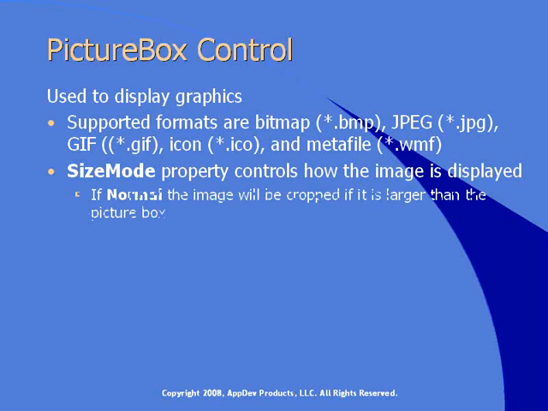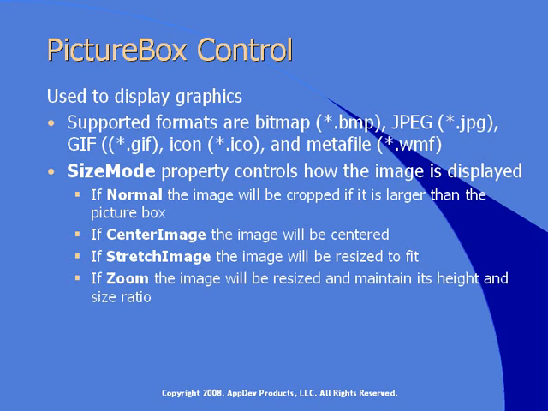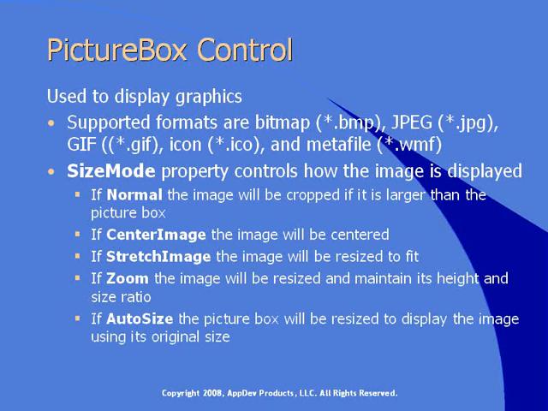Well, if you set size mode to normal, then the picture box will crop the image if it's larger. If you set it to center image, the image will be centered. If you set size mode to stretch image, then the picture box will resize the image so that it fits. If you set size mode to zoom, the image is resized, and also the height and width ratio is maintained. And finally, if you set it to auto size, the picture box is resized to display the image using its original size. So in this case, the picture box will resize to display the image.